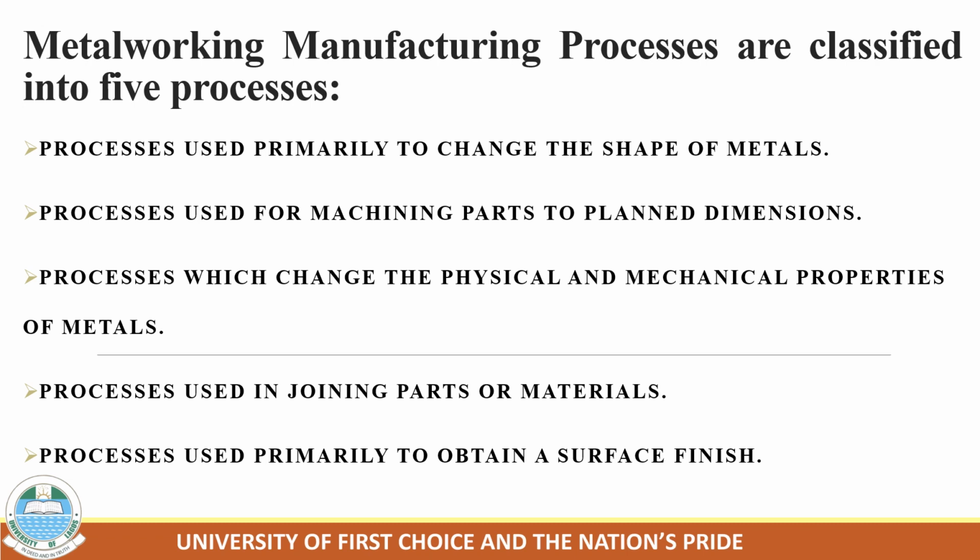Number 1 is processes used primarily to change the shape of metals. Number 2, processes used for machining parts to plain dimensions. Number 3, processes which change the physical and mechanical properties of metals. Number 4, processes used in joining parts or materials together. And the last one is processes used primarily to obtain a surface finish.